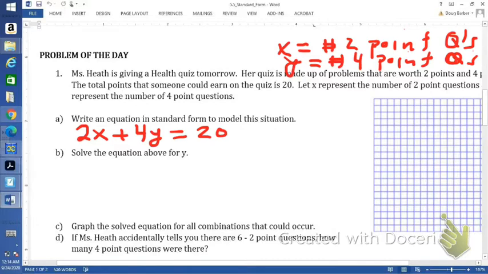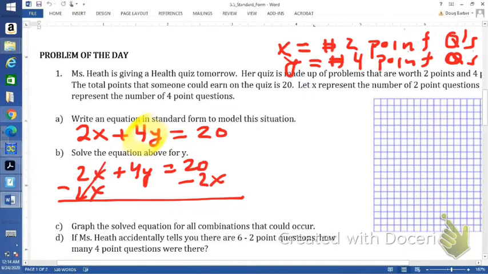Now we need to solve this equation for y, so we've got to get y by itself here. What we're going to do is rewrite this and use the order of operations in reverse. We're going to do the addition and subtraction before the multiplication and division. So we're not going to divide both sides by 4 first, because here it's 4 times y. What we're going to do is, since we have a positive 2x, subtract 2x first.